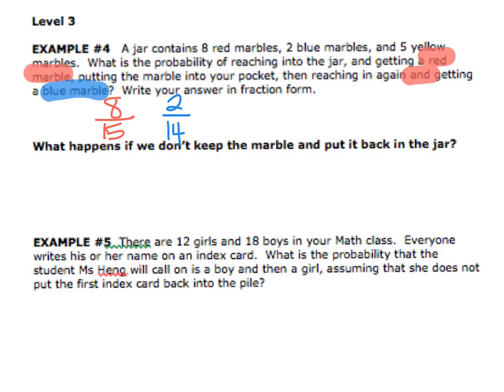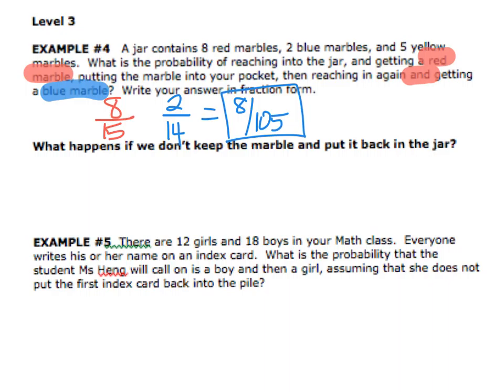So the first probability is 8 out of 15 because there are 8 red marbles out of 15 total. And then the second probability is not putting that marble back in the jar. I'm sorry, putting the marble in your pocket, not in the jar, so that's why the 15 went down to 14. And then the 2 came from 2 blue marbles. So to find the probability of these 2 things happening at the same time, you're going to multiply these 2 fractions together and reduce them. And that's going to equal 8 out of 105. Okay, so there's 8 chances out of 105 for this to occur here.